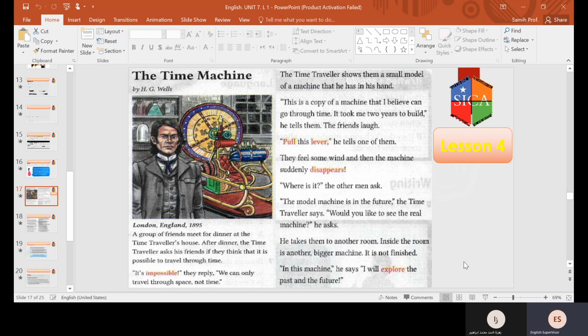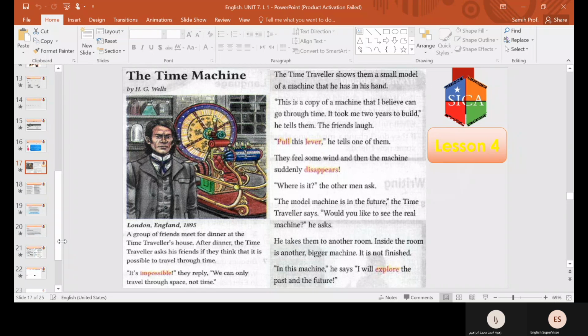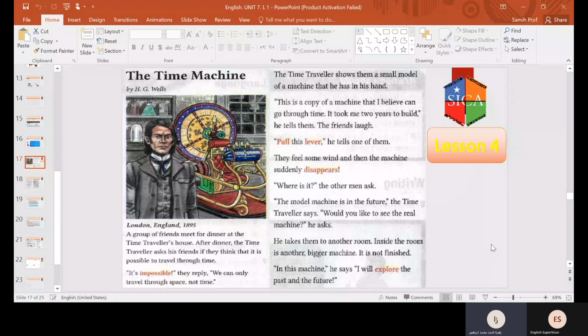Explore. What does it mean? Look around the place. Let's say, go ahead. Explores the future. Search for. Oh. Search for, yes. To go around the place in order to search for something. That's nice. Thank you so much. And here, let's go to the next part.